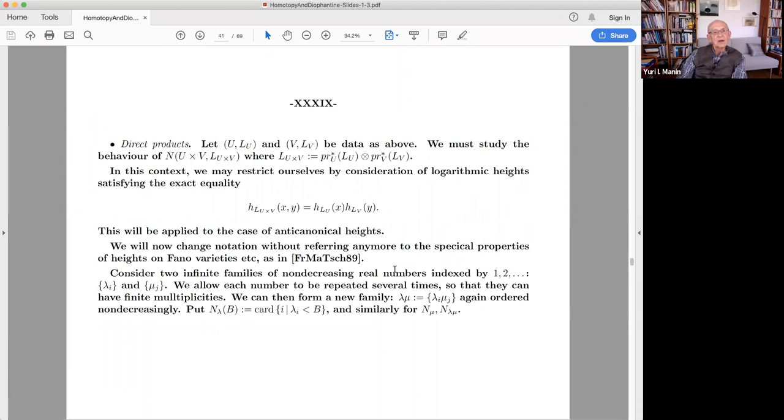And now we consider a more general situation. Just consider two infinite families of non-decreasing real numbers, lambda i and mu j, and allow each number to be repeated several times so that they will have finite multiplicities. Then form a new family, just the products lambda i mu j, again ordered non-decreasingly, and denote by n lambda of B the number of i's with this inequality, and similarly for these two.